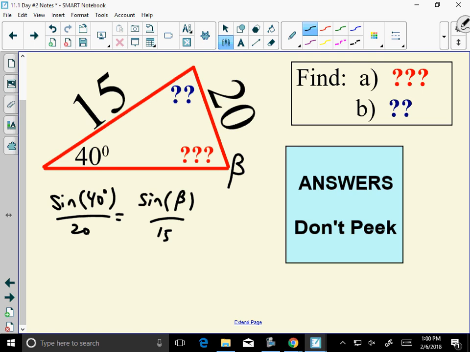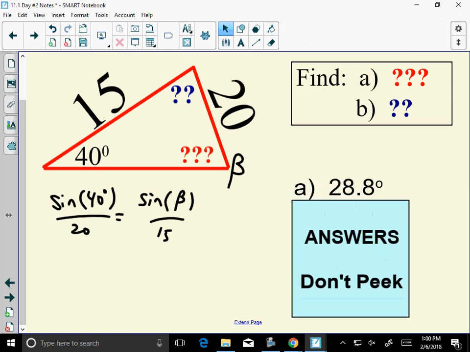Okay, so we'll just call it beta for now, but it'll be the answer to part A, right? It'd be the first one. So that angle, if we cross multiplied and solved and did the inverse sine, we'd get about 28.8.